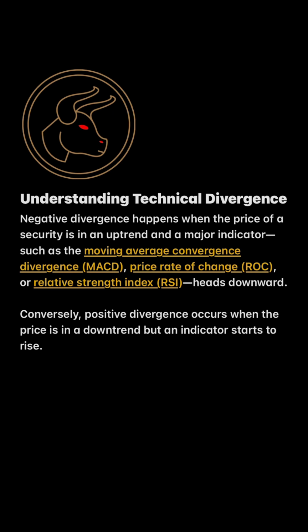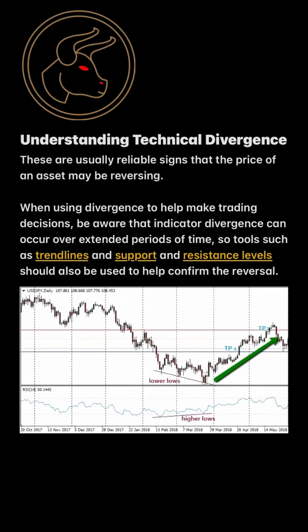So, when we're trying to understand technical divergence, we need to understand negative divergence happens when the price of the security is in an uptrend and a major indicator such as the MACD, the price rate of change, or the RSI heads downward. Conversely, positive divergence occurs when the price is in a downtrend, but the indicator starts to show a rise. Now, these are usually reliable signs that the price of an asset may be reversing.